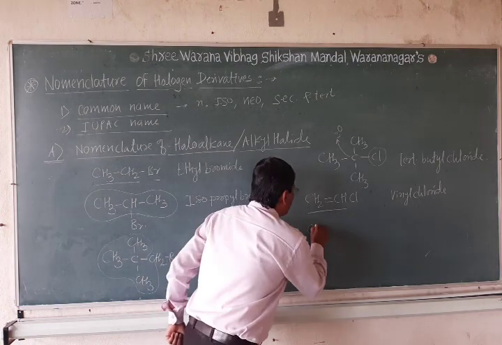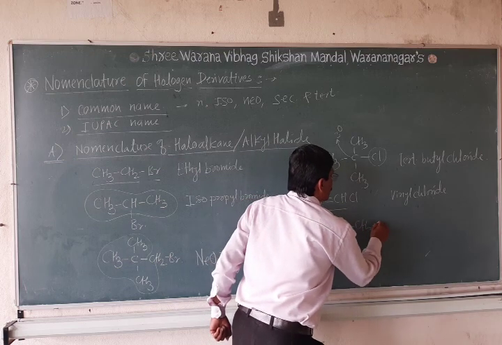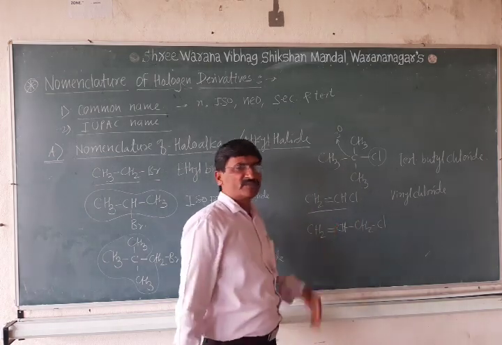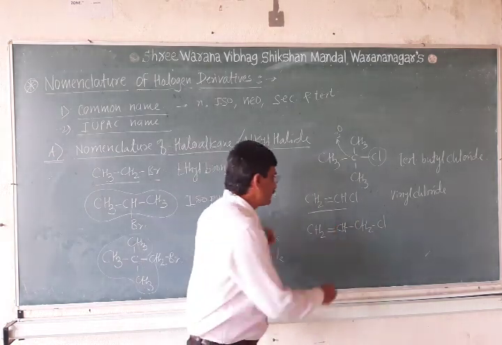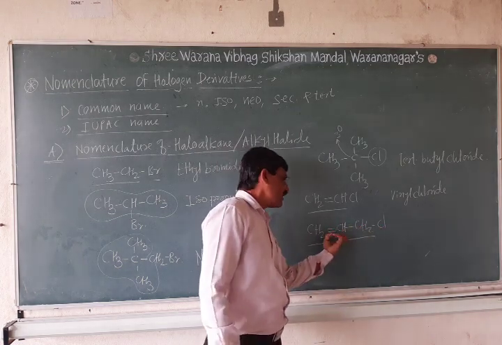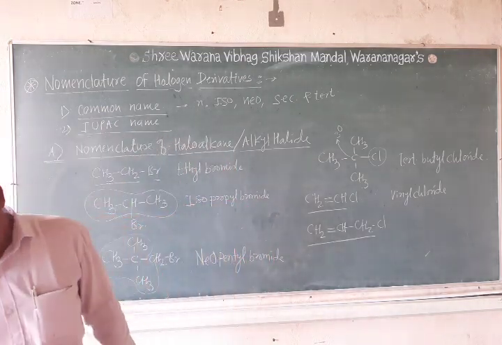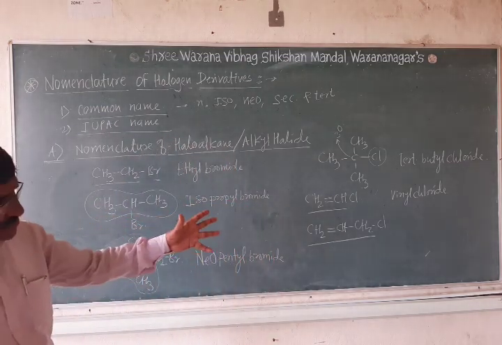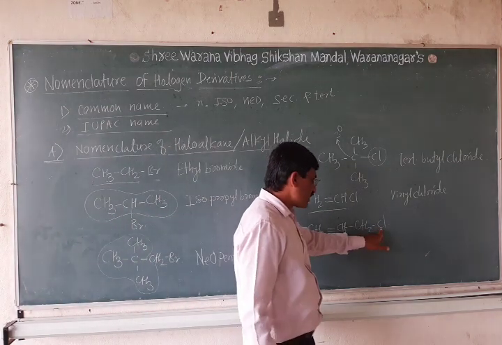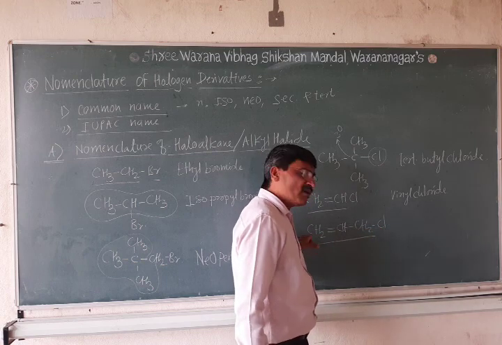Instead of that, if you write CH2=CH-CH2Cl, what is the name of this compound? This is nothing but CH2=CH-CH2, to which the Cl group is attached. That group is nothing but allyl. Therefore, it is simply allyl chloride. Why? Because the carbon to which the halogen group is attached, that group is nothing but allyl.